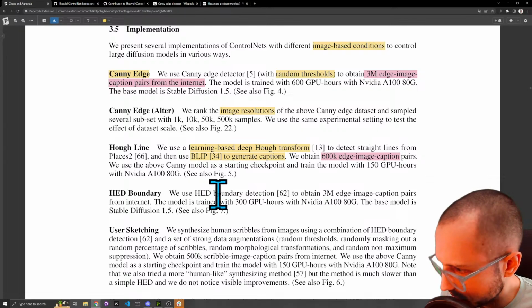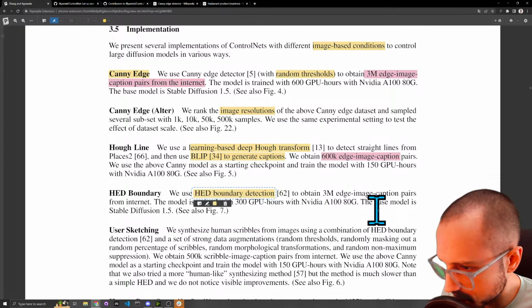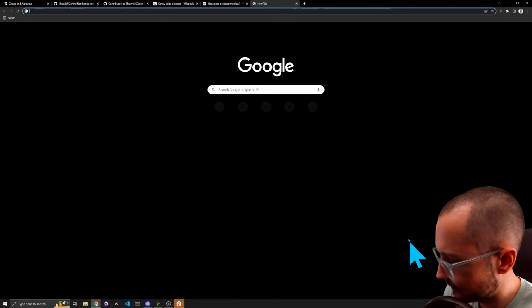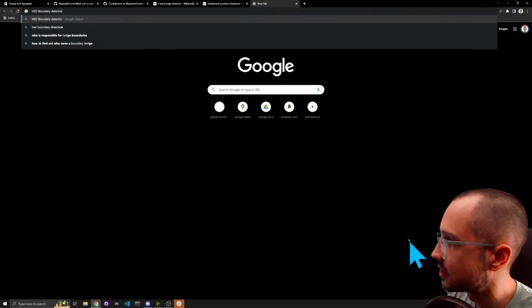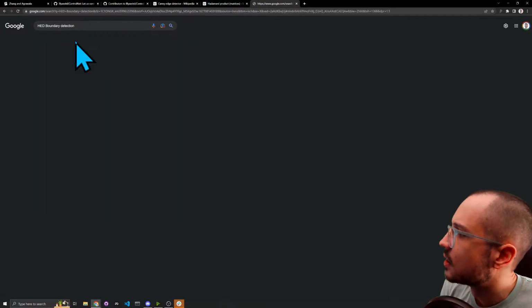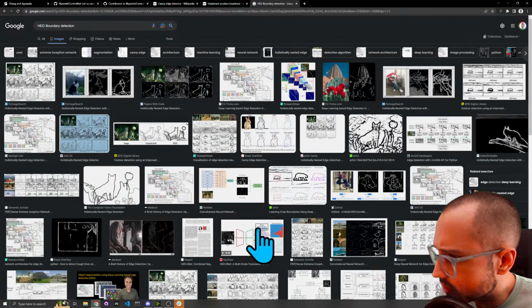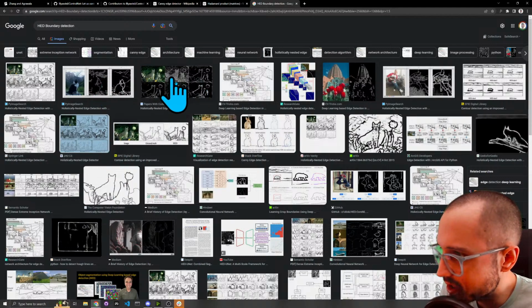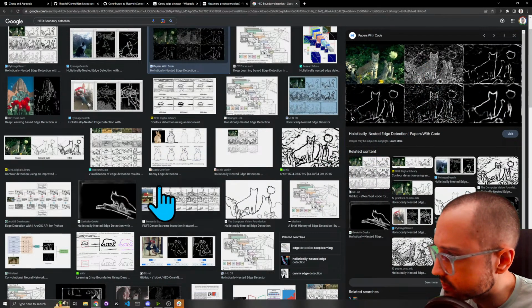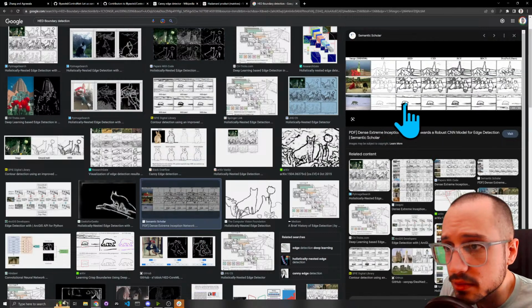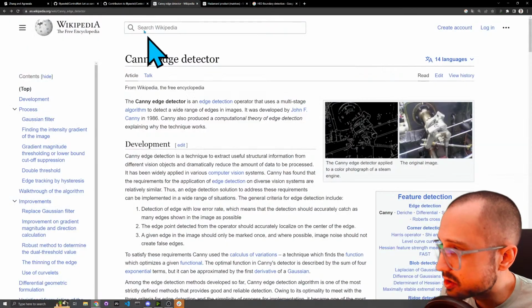HED boundary detection. Okay, so it's basically another kind of edge detector. Holistically nested edge detectors. They're all just different types of edge detectors.